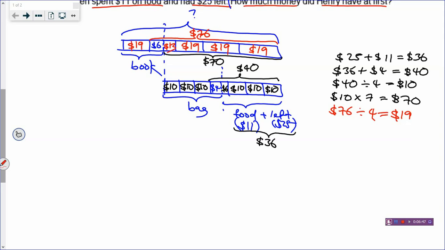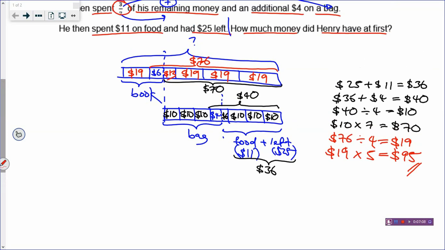Alright, so one box is 19, and there are 5 boxes. Alright, 5 boxes on top. Alright, so you times 5, and that will give you how much? That will give you $95. So Henry has how much money at first? Which is $95. And that's how you use the model to solve the problem.